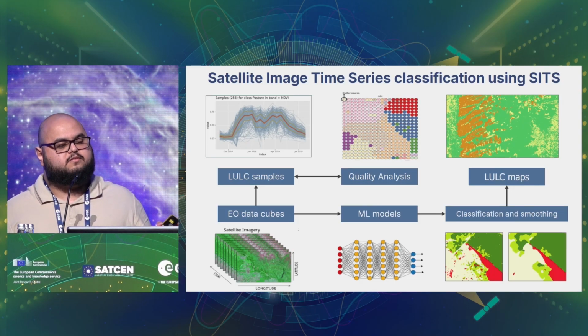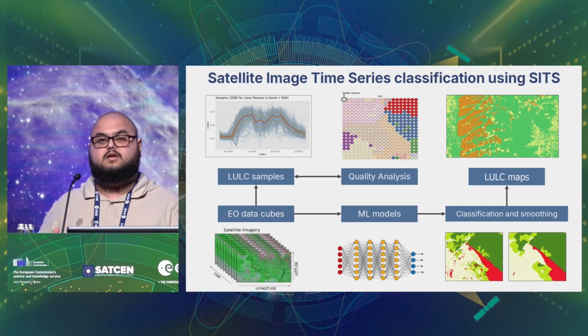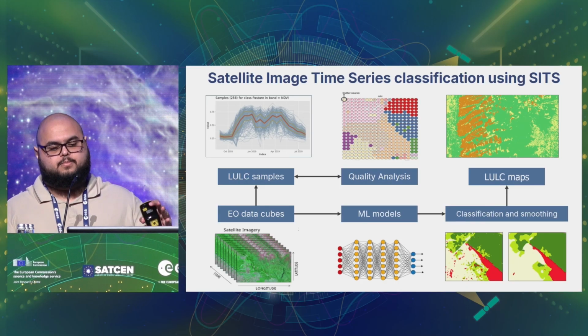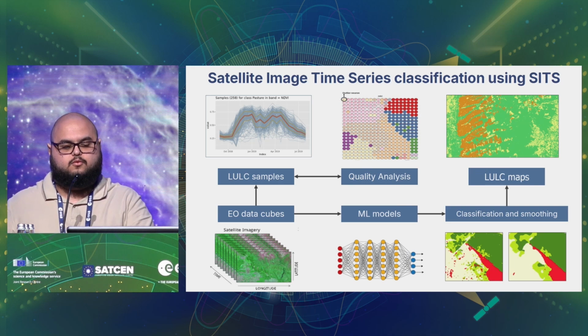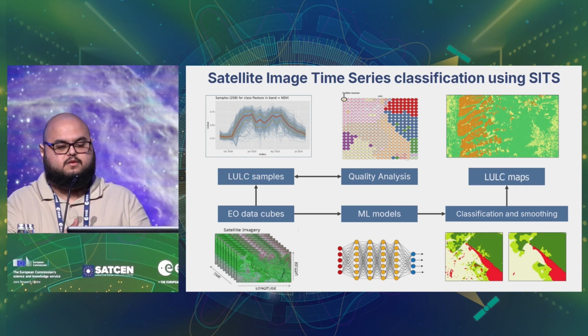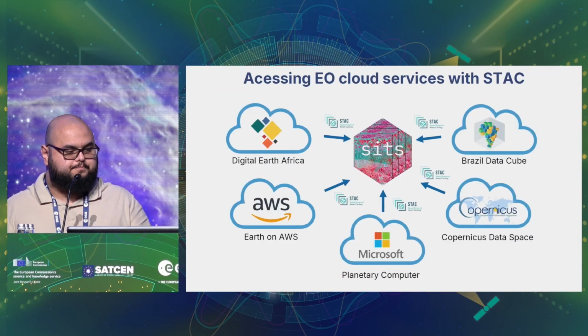As soon as we have these land use and land cover samples available, we can train machine learning models using them. And then, with the model trained, we can do the classification and apply the smoothing algorithms, as I mentioned, to produce the final land use and land cover map.